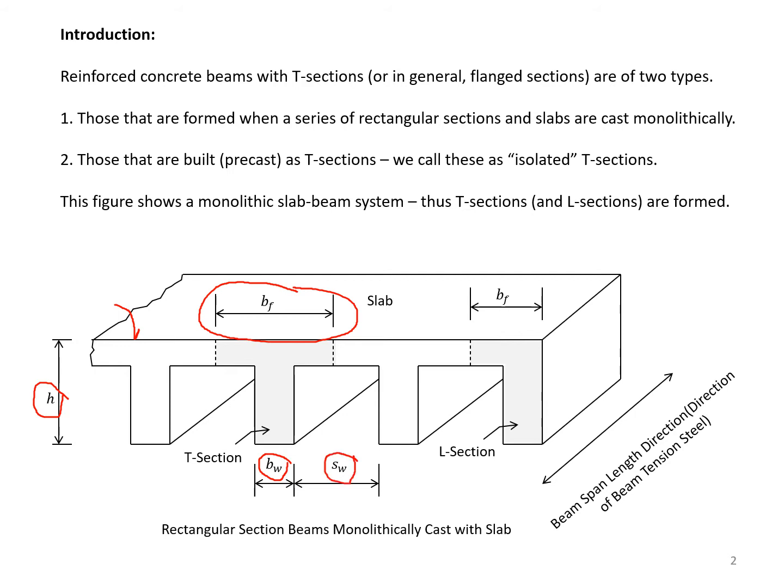Towards the end, we have an L-section formed, again with a portion of the slab contributing to the flange. The width of the web is still bw. Also notice that the span of the beam is in the direction shown. Therefore, the length of the span L is measured in the third direction.